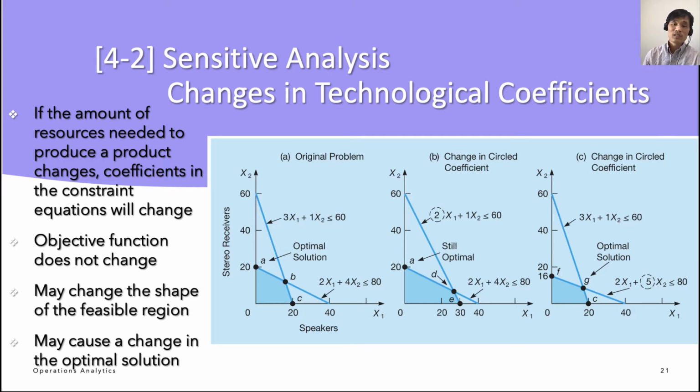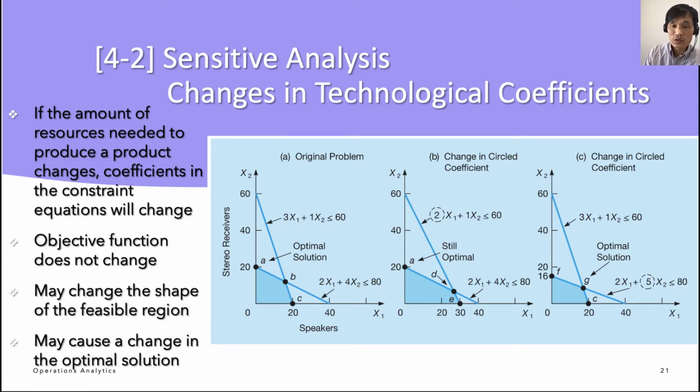The figure on the right illustrates the original High Note Sound Company right here, as well as two separate changes in technological coefficient in B and C. In figure A, we see that the optimal solution lies at point A, right? That was the point where you produce only stereo receivers and nothing else.